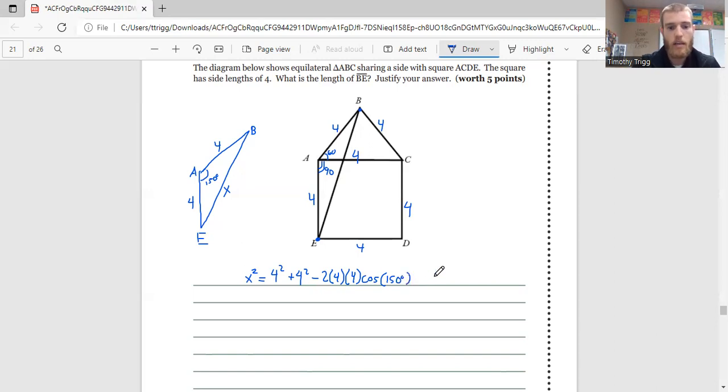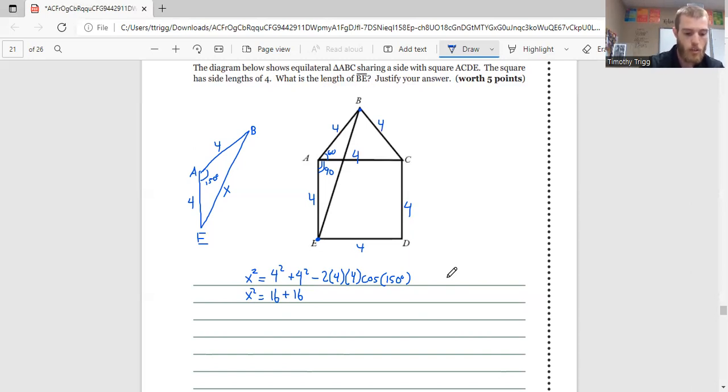Okay, so here's where you're going to need your calculator, and we're going to need to do each of these parts. So it's going to be x squared equals 4 squared, so that's 16, right? 4 times 4, plus 4 squared, that's 16 again. Then we're going to do 2 times 4 times 4 times cosine 150.